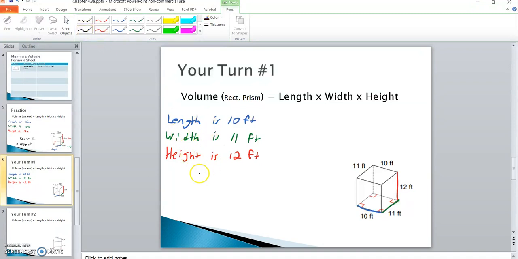So for our volume, it's going to be 10 times 11 times 12. And that equals 1320. And then our units is feet cubed.